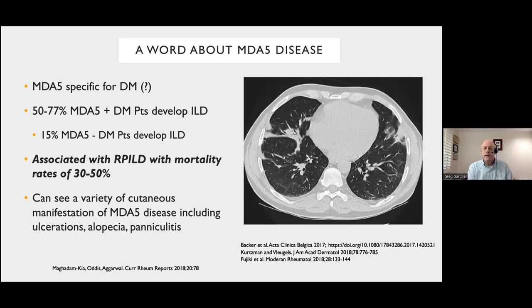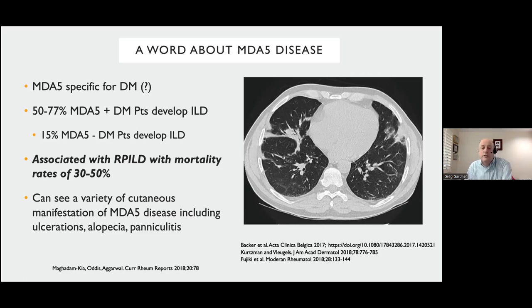If you're a European and have MDA5, your outcome isn't quite as severe as if you're Asian for some darn reason. You also see some interesting cutaneous manifestations, including ulcerations, alopecia, panniculitis. So I've actually had two patients recently come to us with this MDA5 dermatomyositis and ILD clinic, and they have fairly severe digital ischemia and ulcerations, and it's gotten much better with the usual therapy.